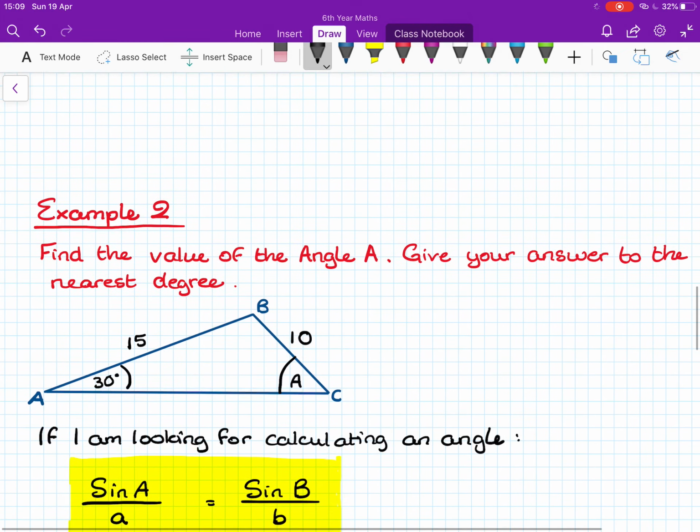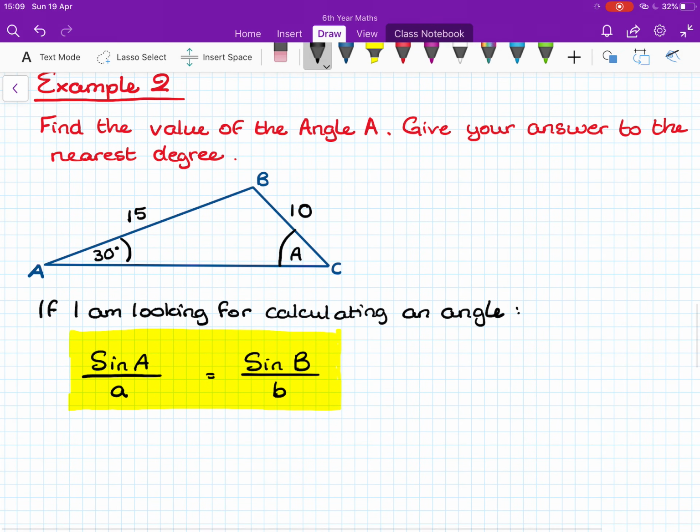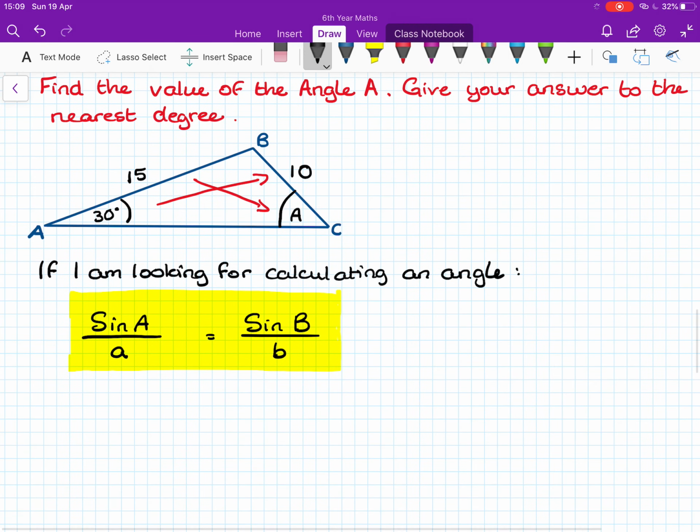Our second example is if we're looking for the angle. So if we're looking for one of the angles and we have been given an angle and two sides, in this case, we're going to use the second version of our formula. So sine A over a is equal to sine B over b. Again, we need to look at what angles correspond to what sides. So we've got our 15 is going to correspond to our angle A because that's opposite. And then our 30 is going to correspond to our 10 because, again, that's opposite that angle.